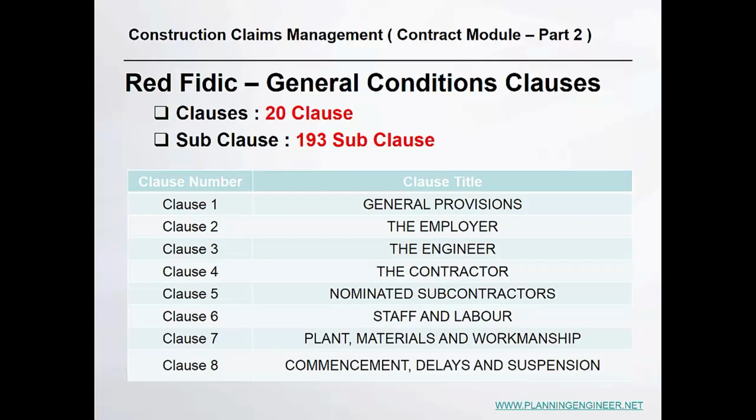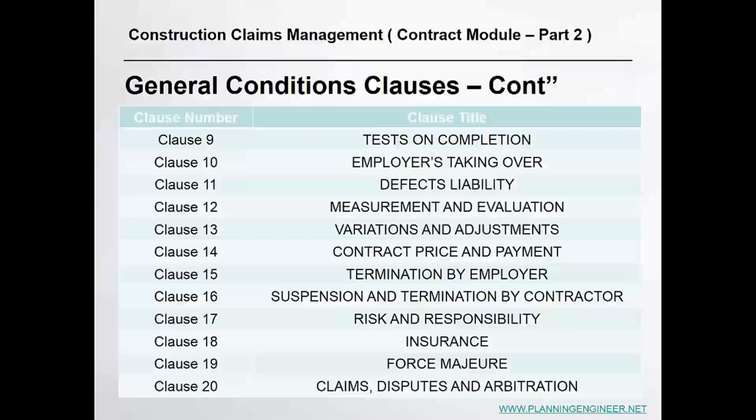FIDIC general conditions and the clauses. I will keep this for you to read, but I just want to highlight that there are 20 clauses and 193 sub-clauses. You will see here the clause and the clause title. This will give you a good understanding when you are looking for something, where to go. So you can download this PDF file and you can see here all the clauses with their titles, so you can easily find the relevant clause in your claim situation.